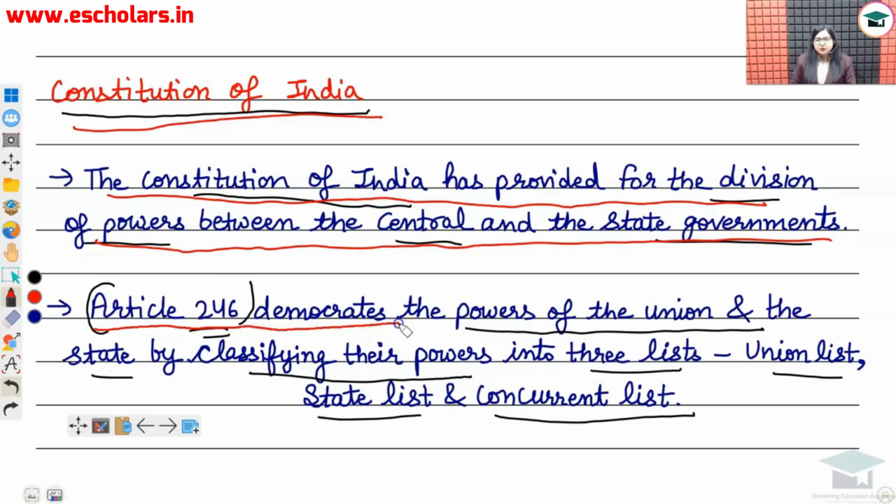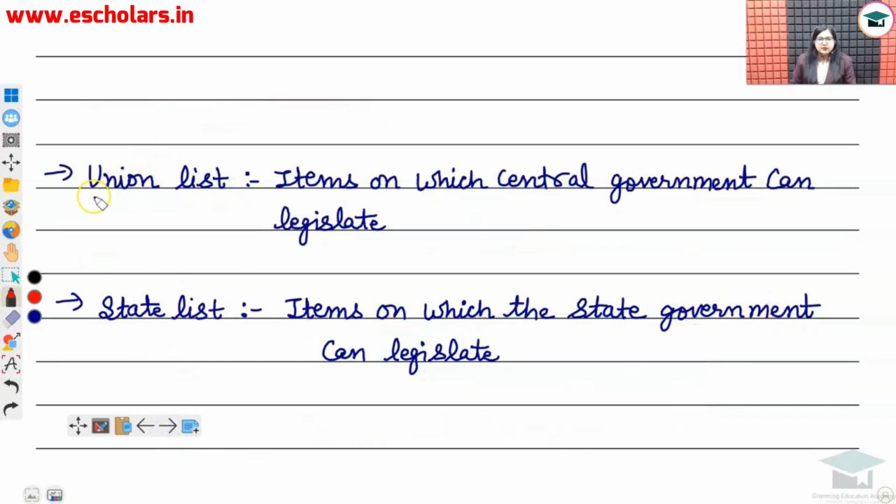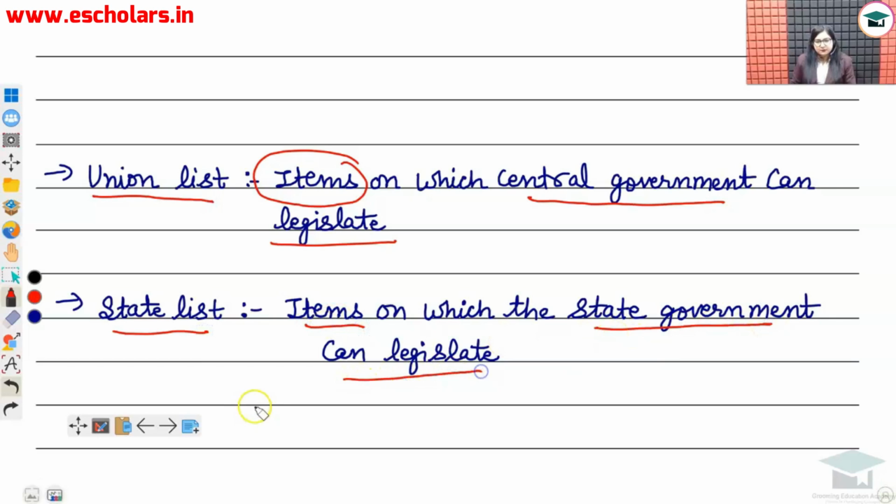Article 246 demonstrates the powers of the union and the state by classifying their powers into three lists: union list, state list and concurrent list. Students, under union list, items which are placed are those on which central government can legislate. And state list involves those items on which state government can legislate. That is, under union list, there are those items on which central government can frame the laws, or you can say on which central government has the power.